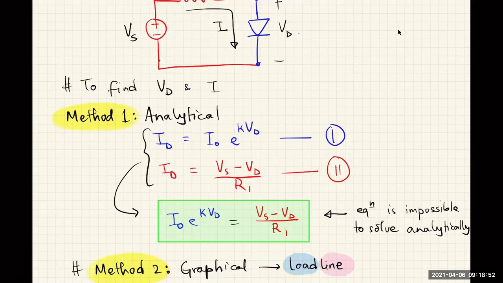So now I'm just going to equate these two together because they're both the same current. Basically, we end up with one equation in the diode voltage. Everything else here is known. So these are diode parameters. These are circuit parameters that we know.